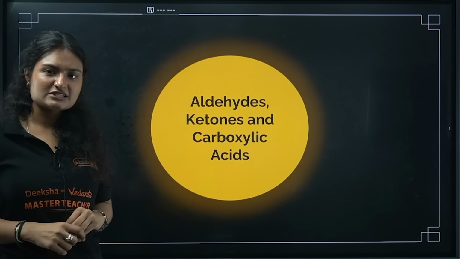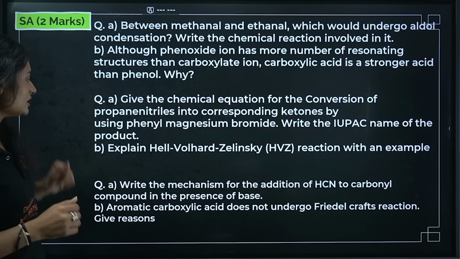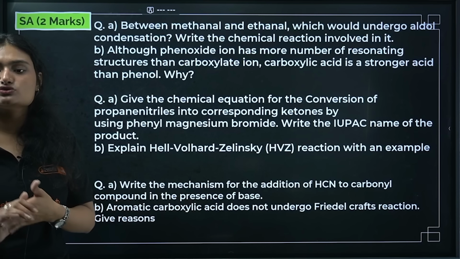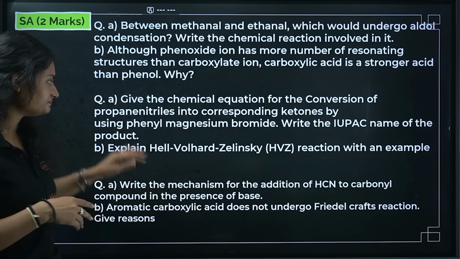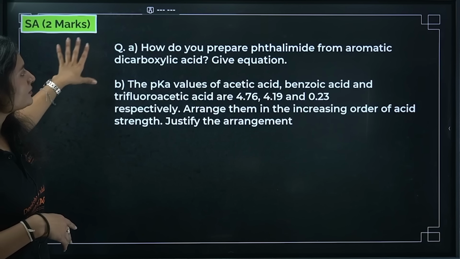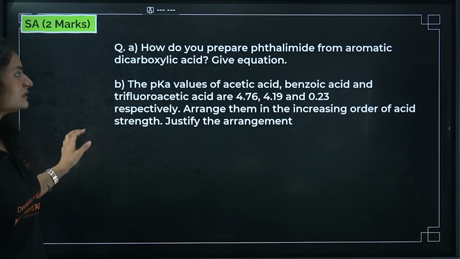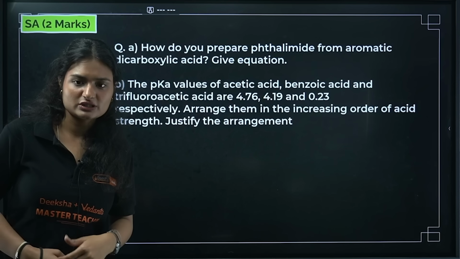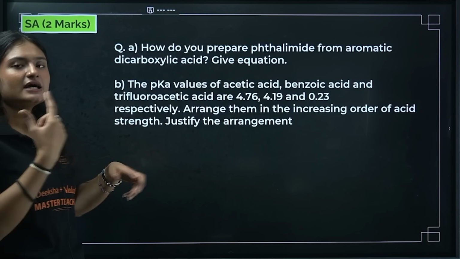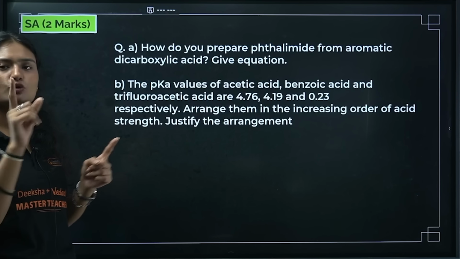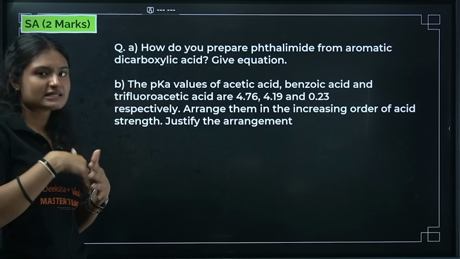Aldehydes, ketones and carboxylic acids. Again, these all questions come as 2 marker questions. Hell-Volhard-Zelinsky reaction, the mechanism of addition of HCN to a carbonyl compound in presence of a base. Conditions are being specified here. Then how do you prepare phthalimide from aromatic dicarboxylic acid. pKa values are given, you have to arrange them in increasing order of acid strength. Negative logarithm of Ka is pKa, so pKa is inversely related to acidity, and that's how you approach these kinds of questions. More Ka value means more acidity, and less Ka value means less acidic strength.